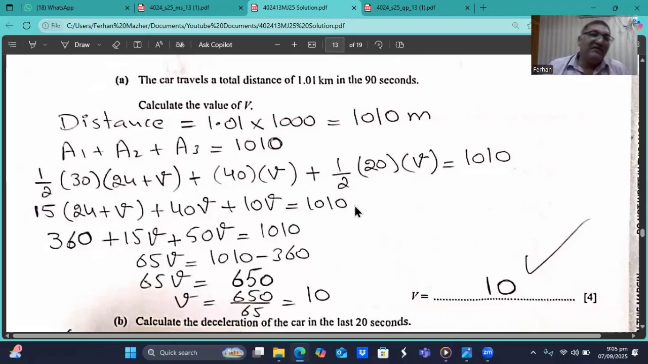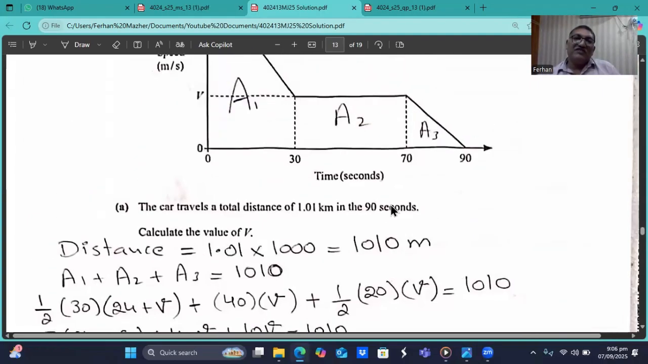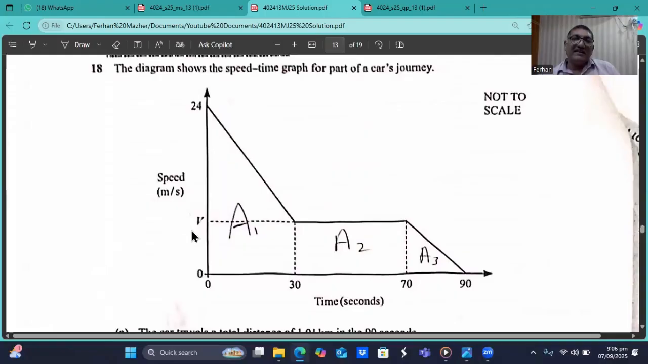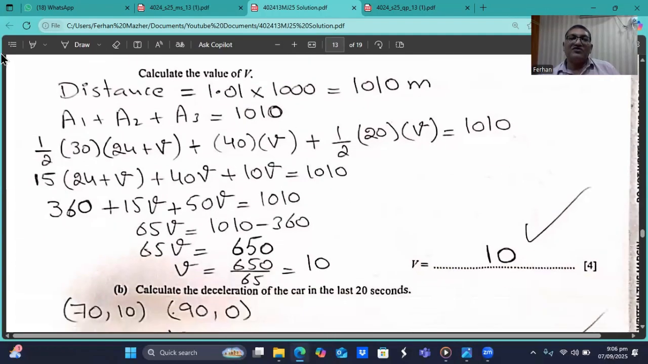Then you will have 15 into 24 plus V, plus 40V, plus 10V, equals 1010. So this becomes 360 plus 15V, and 40V plus 10V becomes 50V, so the total is 65V. The 360 goes to the other side. So 1010 minus 360 is 650. So V will be equal to 650 divided by 65, and that is 10. So this velocity V is equal to 10.